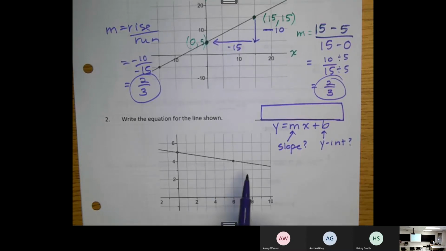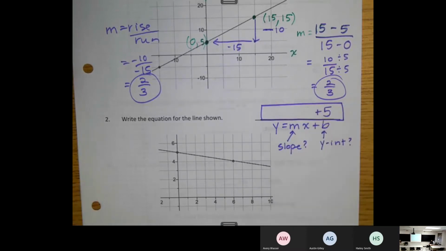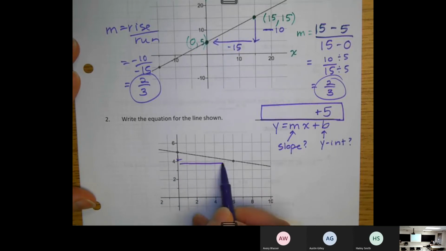Maddie or Paige, could you guys help us out there? Where does this line cross the y-axis? 5. 5? Good deal. So we'll have plus 5 again for our b. And we're thinking about slope this time. Remember, you can identify your points. You can go with rise over run either way.